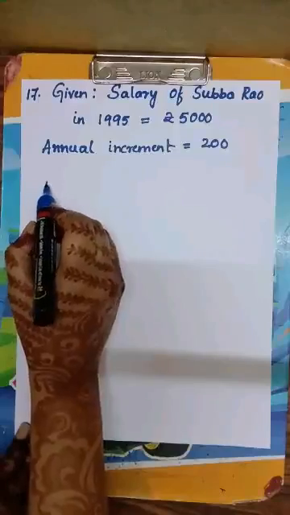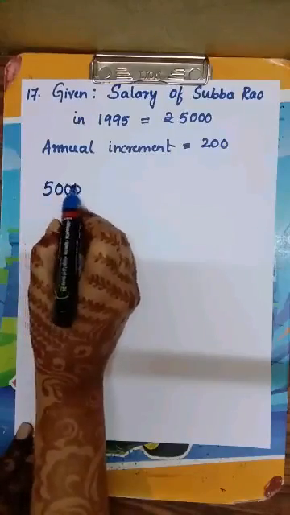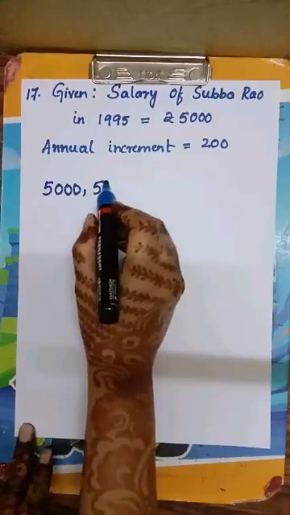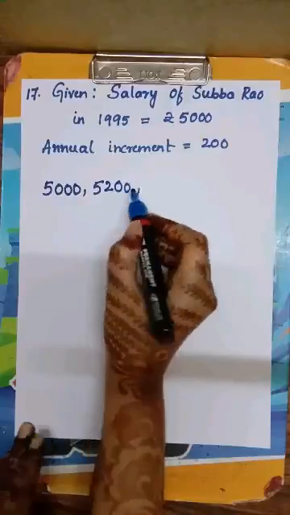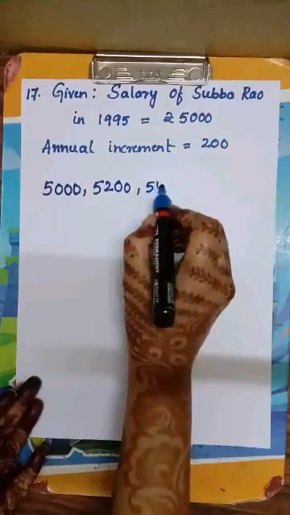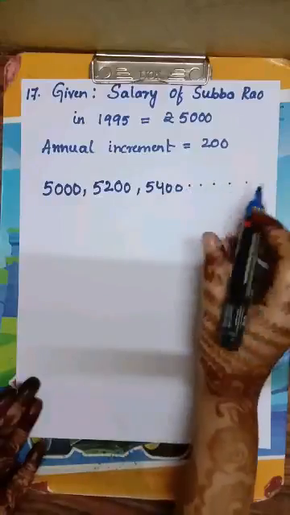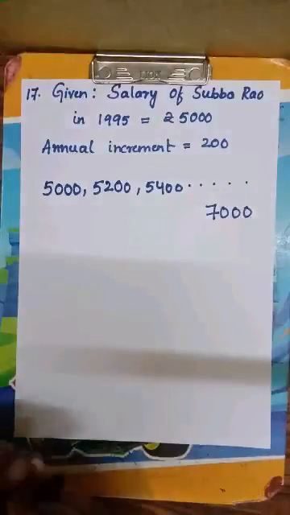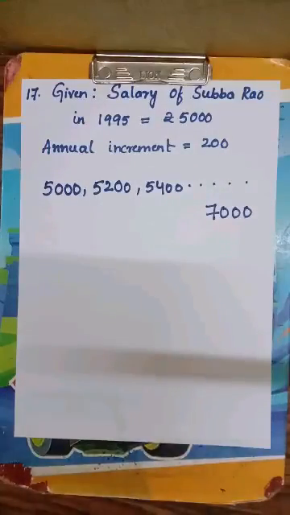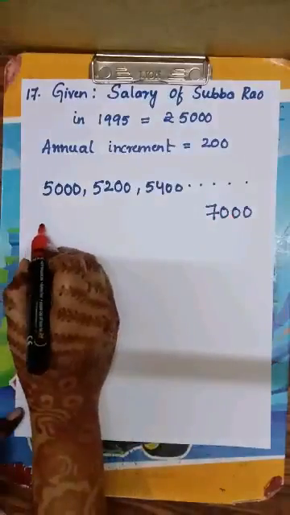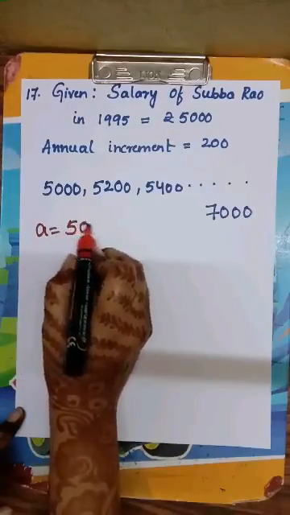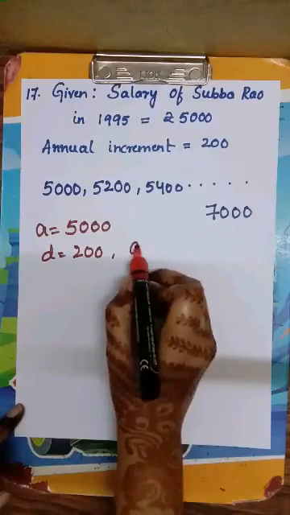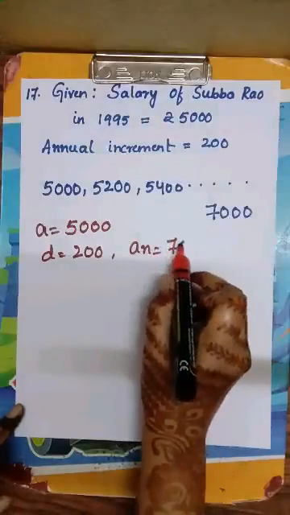See, in 1995 he was receiving 5,000. In 1996, he will get an increment of 200, so it becomes 5,200. The next year, he will be receiving 5,400 and so on. After how many years will he be receiving 7,000? We have to find n, after how many years he will be getting 7,000. Here A is how much? A is 5,000. D is 200, and we know the nth term is 7,000.